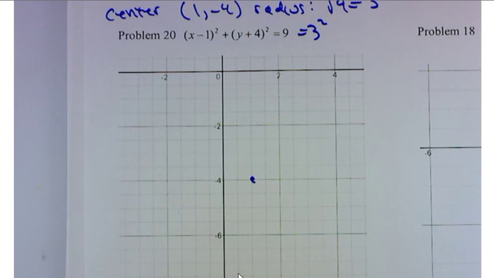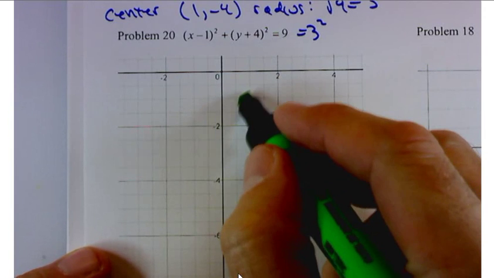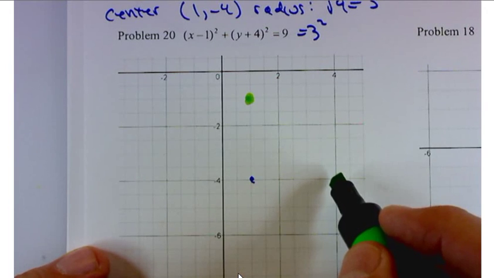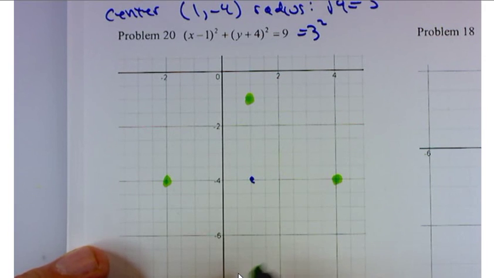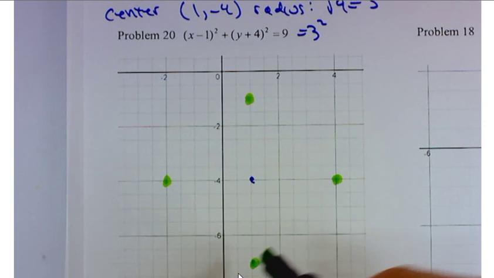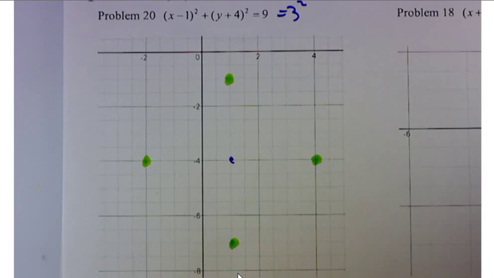As far as the rest of this is concerned, what I suggest is that you draw what I'll call the 4 points of the compass. So let's figure out where these points are going to be, kind of north, south, east, and west of the center. So if I go up 3, 1, 2, 3, that's going to put a point here. To the right 3, put a point here. To the left 3, and then down 3.